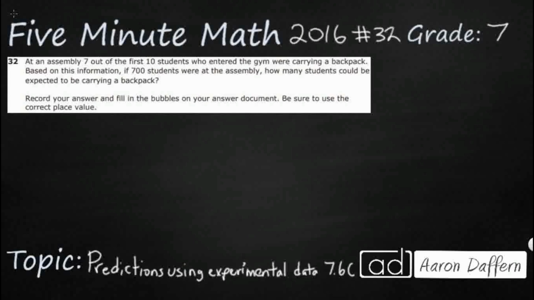So we have an assembly here. 7 out of 10 students who entered the gym were carrying a backpack. Based on this information, if 700 students were at the assembly, how many students could be expected to be carrying a backpack? There are a few different ways that we can solve this, and it is a free response, so there is no F, G, H, or J for us to choose from.